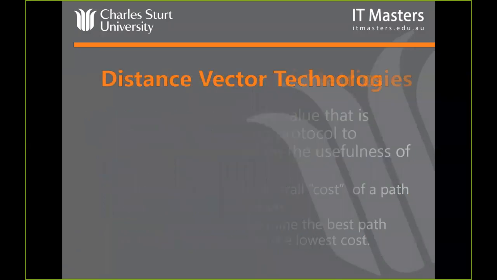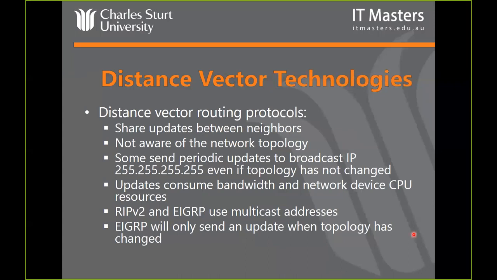So if you look at distance vector technologies, distance vector routing protocols, so RIP version 1 and 2, IGRP, EIGRP, if we want to talk about it that way, share updates between neighbors. They're not aware of the network topology though. They're just aware of the routes that they know about and their neighbors know about, but they don't know whether links are up or down or what the actual shape of the network looks like. They'll send periodic updates to a broadcast IP address generally, although some of those protocols use their own multicast addresses to do that, EIGRP in particular.